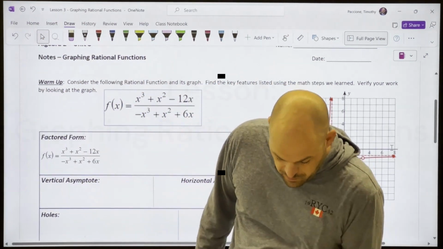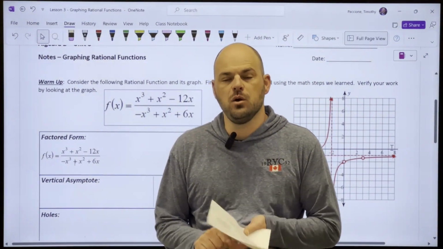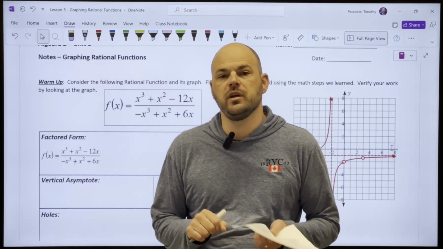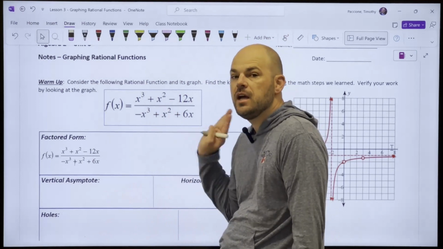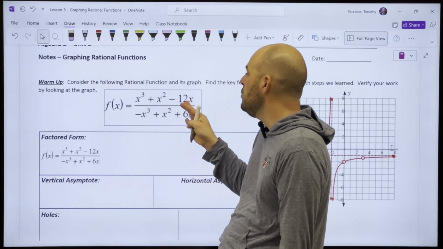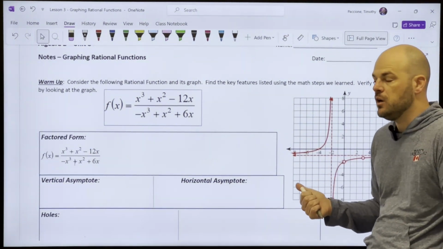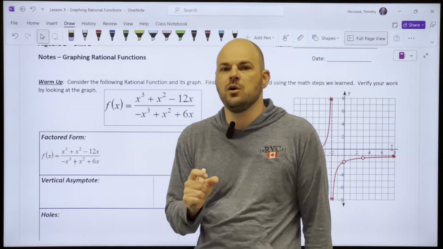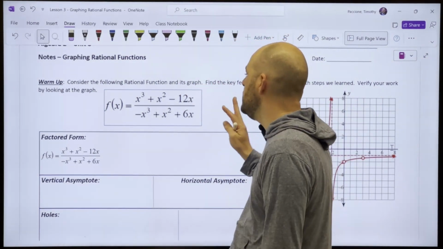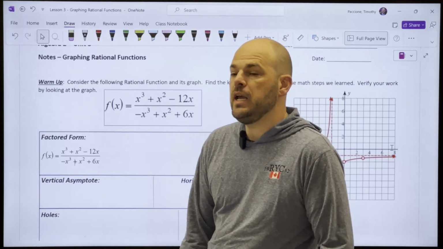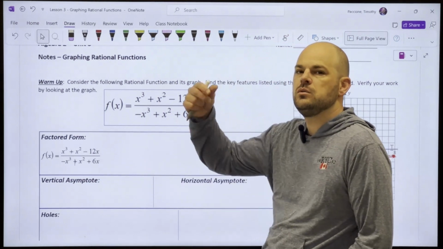All right, so we're going to build on what we talked about yesterday with finding asymptotes and holes from an equation, and then we're going to use that to graph rational functions. So as you can see, we have a rational function here. Now we have the graph to check our work, so we're going to use that to verify our steps as we go, but our goal is to be able to find all those pieces, so vertical asymptote, horizontal asymptote, and any possible holes without using the graph, but then using the graph to check our work.